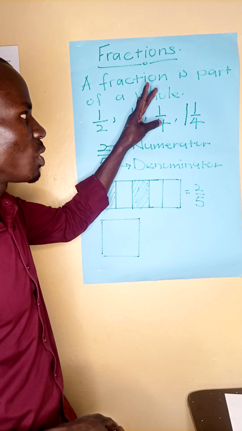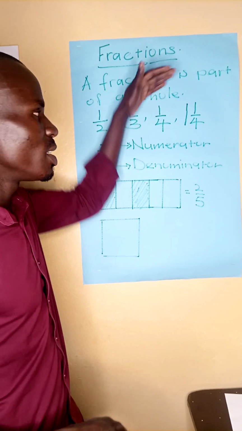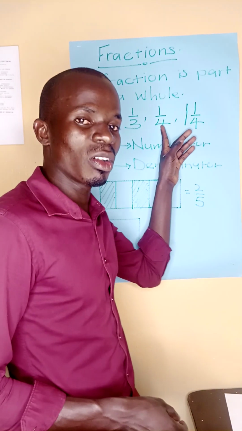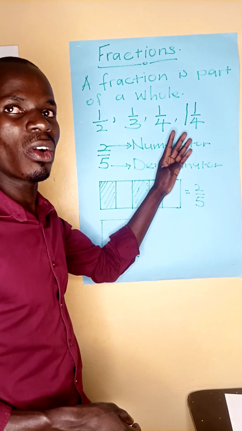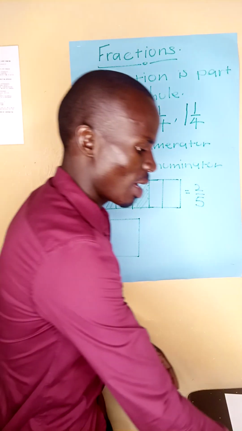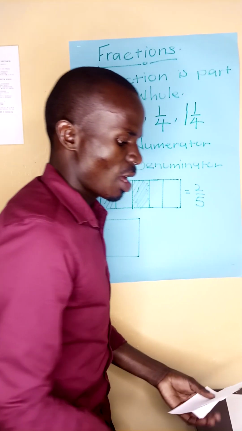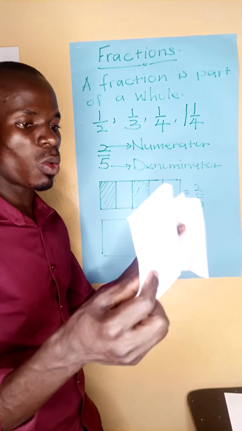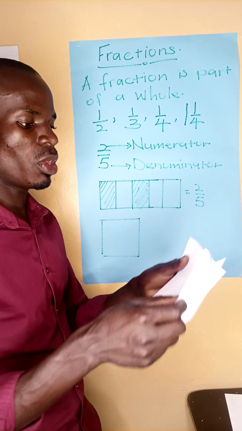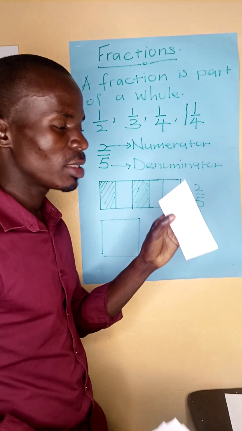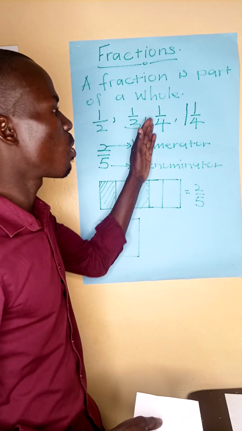Then the third one we have got is a quarter. This quarter is got after dividing an object into four equal parts. As I have done it earlier here, we have divided this piece of paper into four equal parts. 1, 2, 3, 4. Then one part of the four parts is the one we call a quarter.